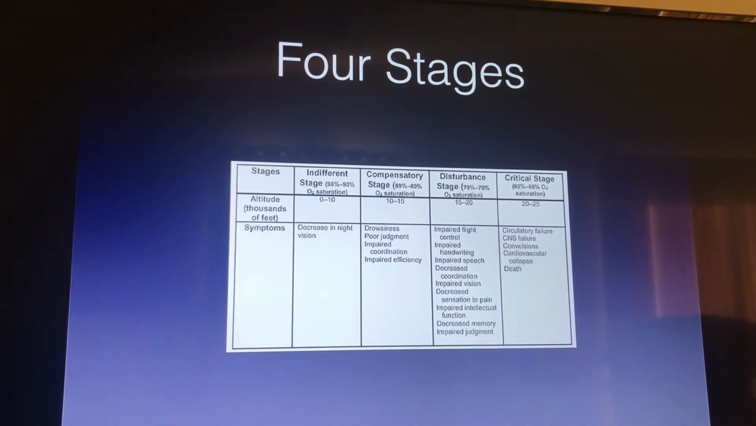Our 3rd stage is the disturbance stage and occurs from altitudes 15,000 feet to 20,000 feet. You can have impaired flight control inputs, impaired handwriting, speech, or impaired vision and decreased sensation to pain. Our 4th stage is the critical stage. This is where life-threatening events happen. If you were to drop below 60% oxygen, you could possibly have a fatality. So if you experience a loss of pressurization, you definitely want to descend quickly.